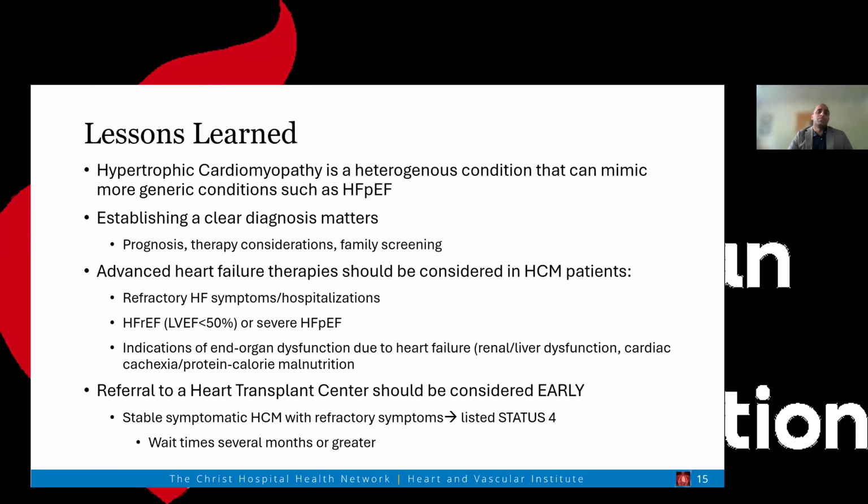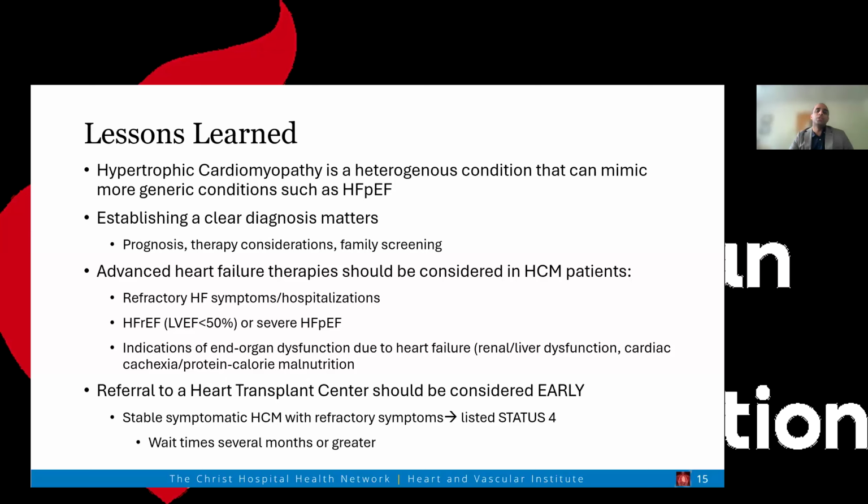Finally, our lessons learned. Hypertrophic cardiomyopathy is a heterogeneous condition, and in many cases, such as this one, can present more generically, just like HFpEF. It's important to find out what's going on as the underlying cause and have a clear diagnosis made. We can easily treat AFib to the end of time, treat fluid overload to the end of time, but it's important to characterize a diagnosis because that can help you establish prognosis, therapy considerations, and family screening, which are all essential parts of treating a patient comprehensively.